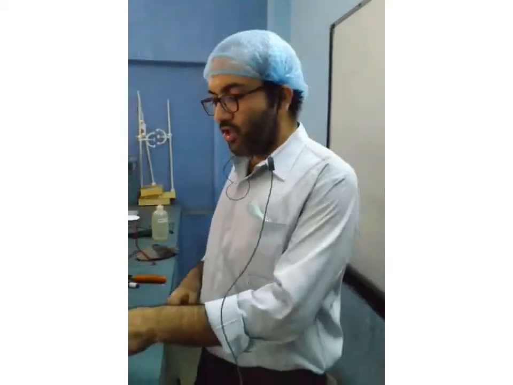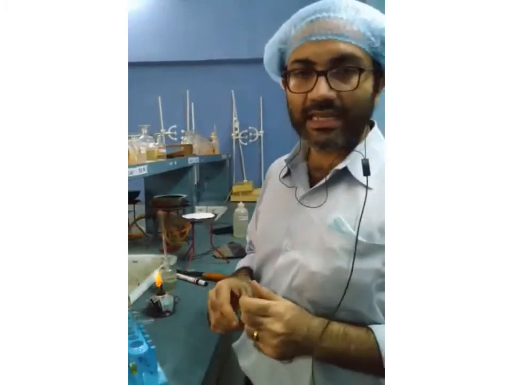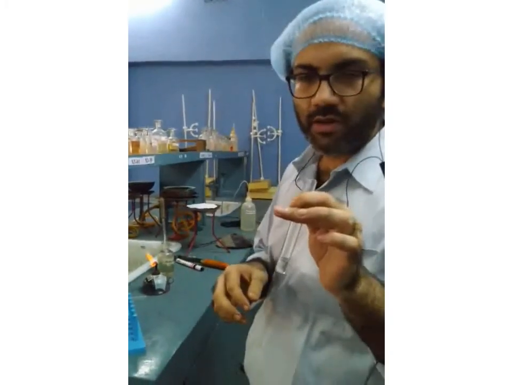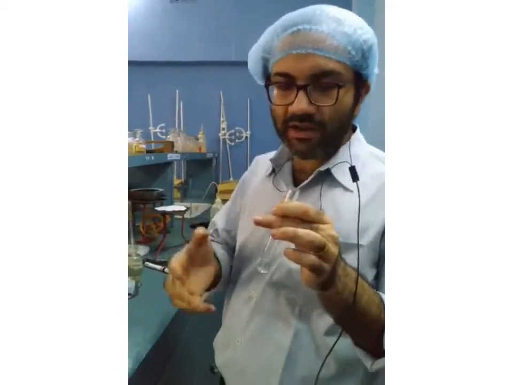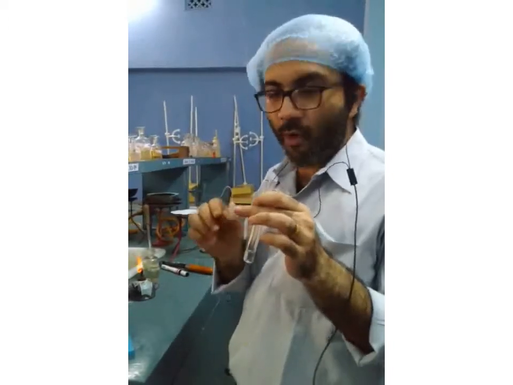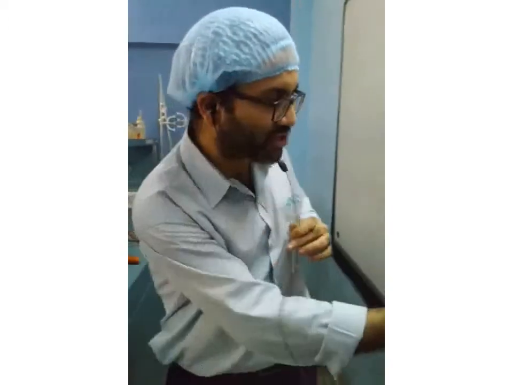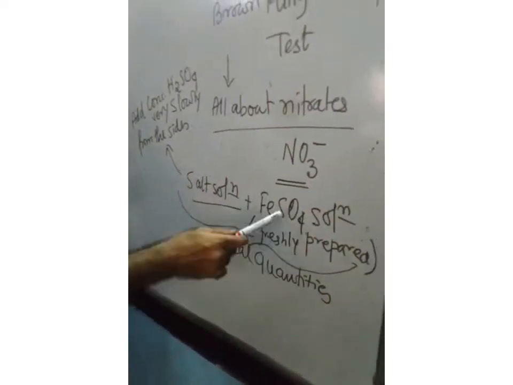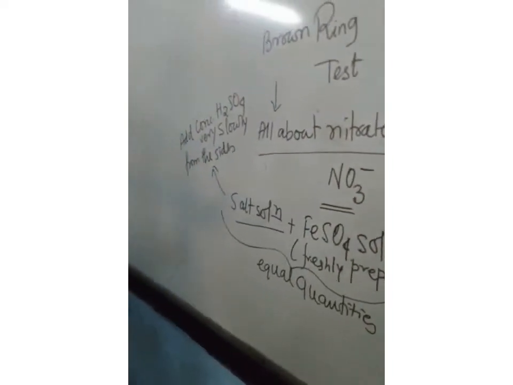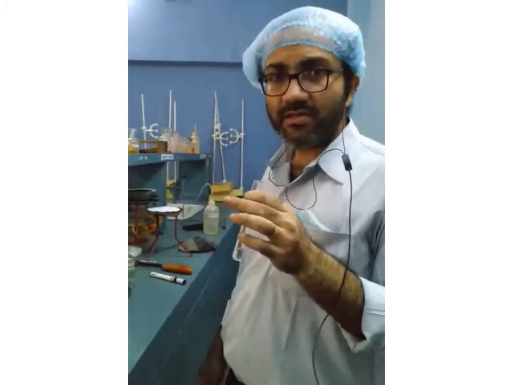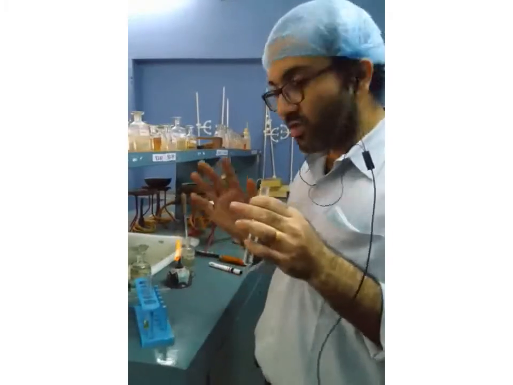But be careful, your hand has to be very steady. Otherwise, with even a little bit of jerk within the solution mixture, you will see the entire solution mixture turn brown. The ring forms at the junction of this mixture and the sulfuric acid. If there is even the slightest disturbance, the ring will not form. The entire solution will turn brown.